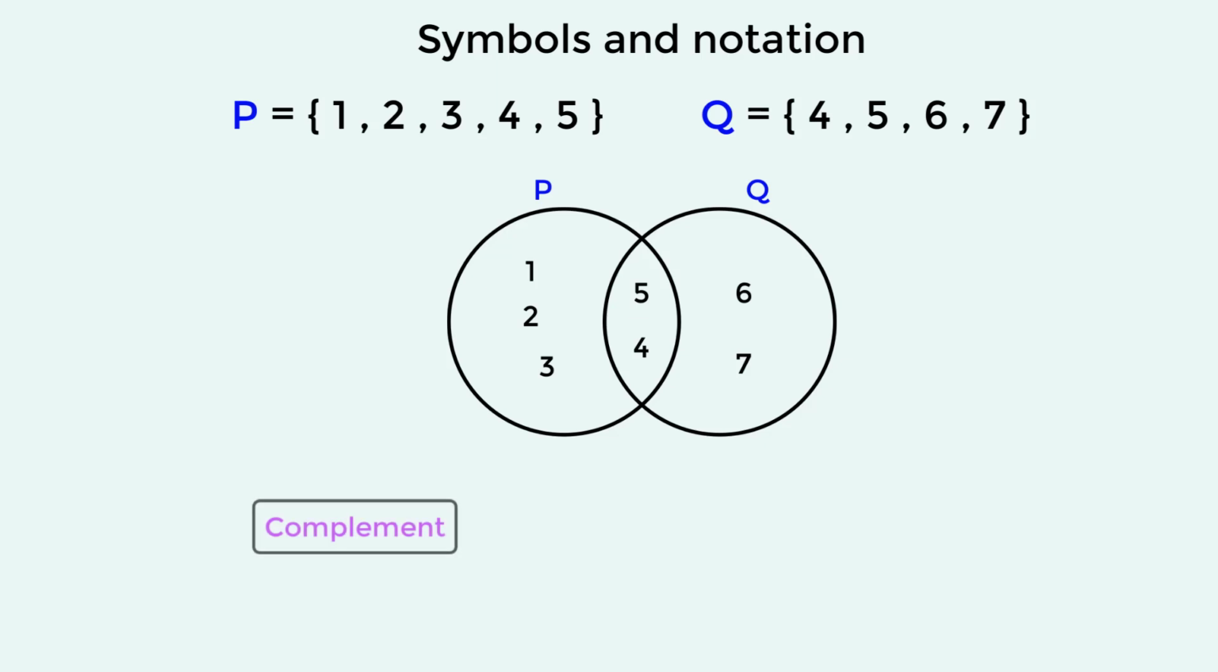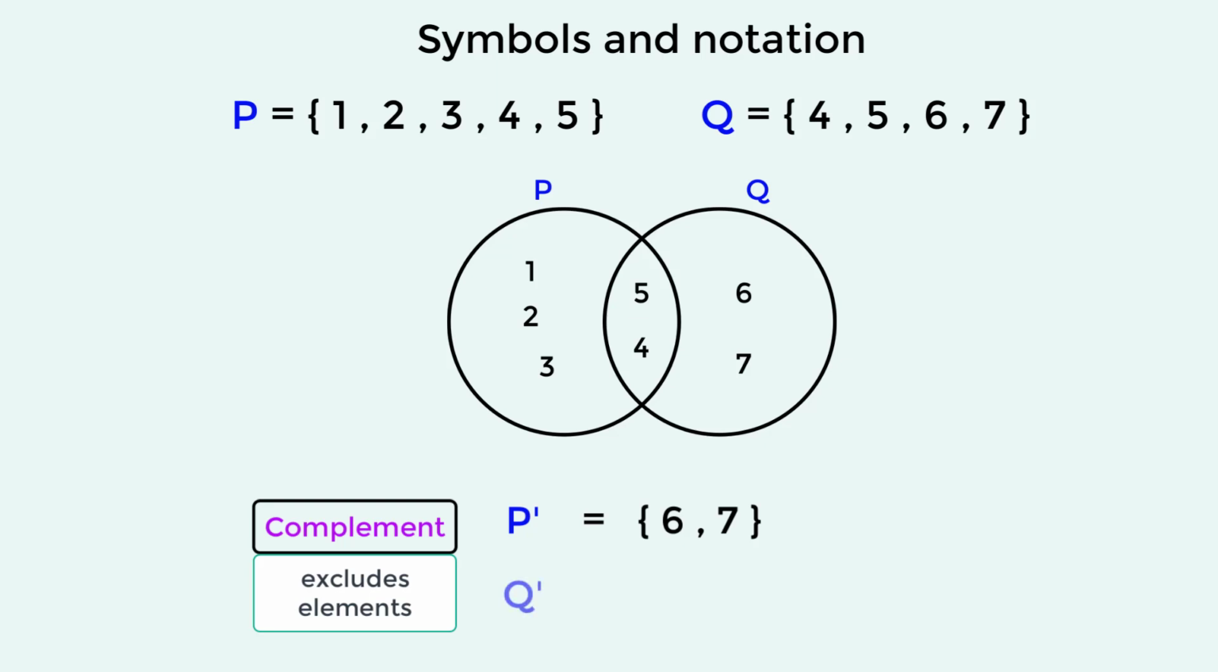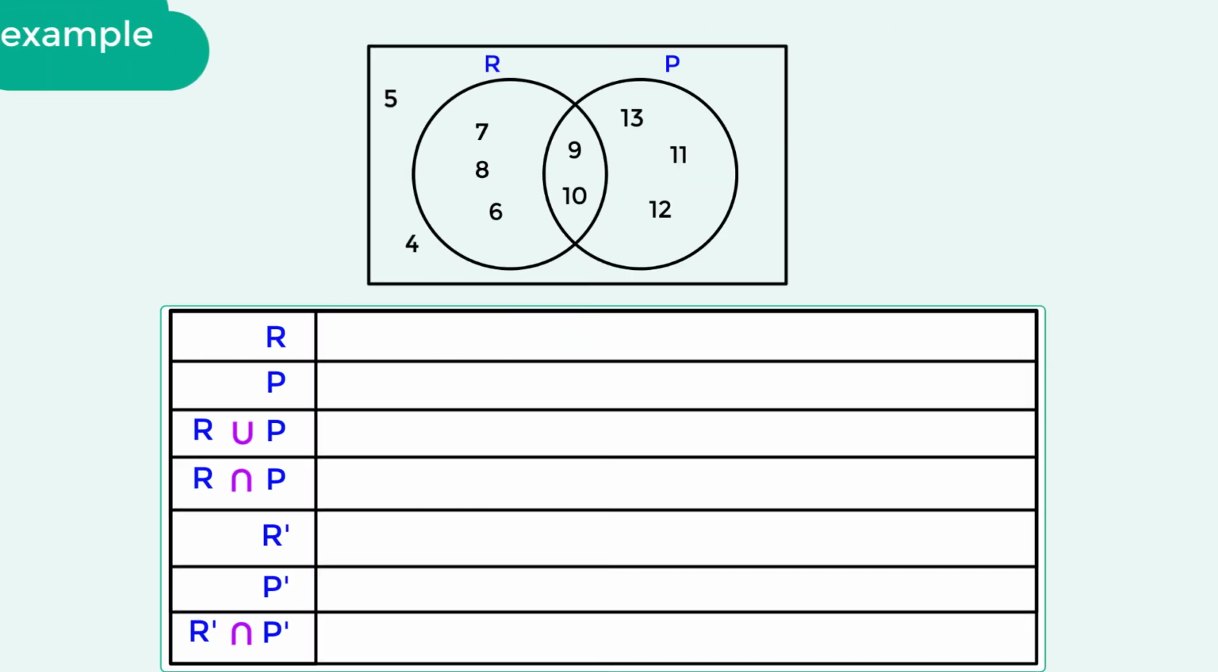Let's now look at the complement. The complement of a set is the set containing all the elements that are not an element of that set. For instance, P complement, written as, is the set containing all the elements which are not elements of set P. So, P complement is 6 and 7. Similarly, Q complement is the set containing all the elements which are not elements of set Q. Let's look at an example. Use the Venn diagram to determine the elements of the sets below.